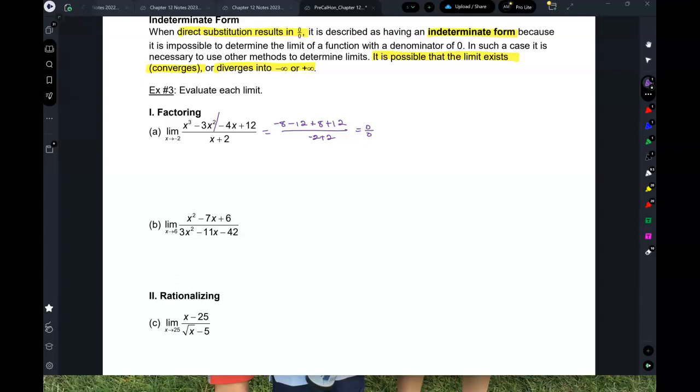If you're going to simplify this function, as long as you are simplifying the function, that limit symbol has to come along with the function. So for example, this is going to be the limit as x approaches negative 2 of, let's see, we're going to factor out an x squared, x minus 3, minus 4, x minus 3, over x plus 2.